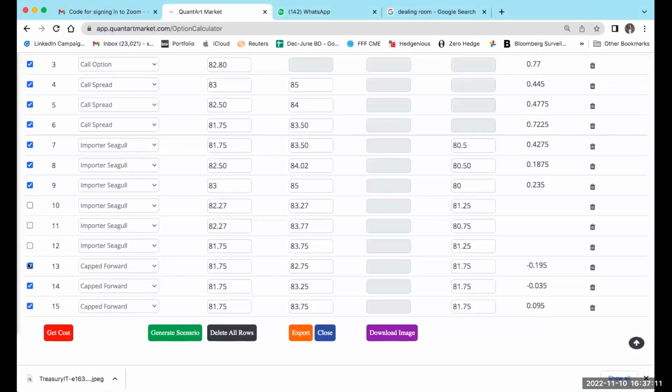Forward is nothing but the same structure as a seagull. It is called a capped forward because, let's say, I'll take one example of this importer seagull and convert that into a capped forward. This 81.75 to 83.5. Let's say you say 81.75 and 83.5. Okay. In a capped forward, the sell put level is equal to spot.